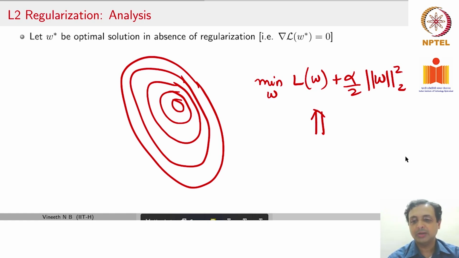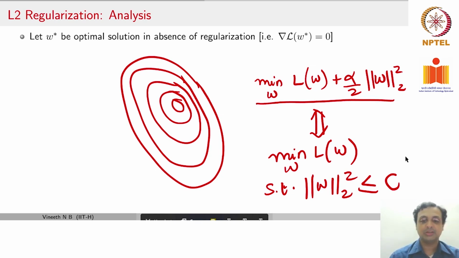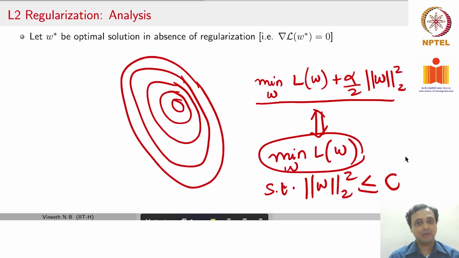This is equivalent to saying that you want to minimize your loss function such that your 2 norm of your weights is less than a certain quantity. You can come up with some number, there's some constant c. These formulations are equivalent to a certain degree, under certain conditions, from an optimization standpoint. Why are we saying this? What this means now is the minimum of this new objective function is equivalent to the minimum of the original objective function subject to the 2 norm being lesser than some value.